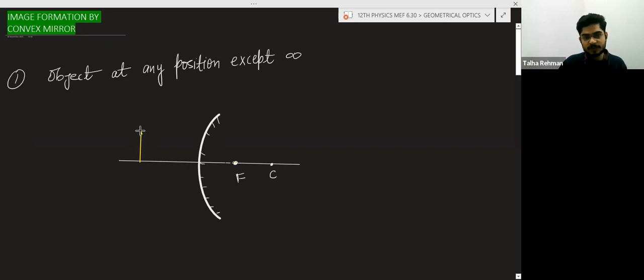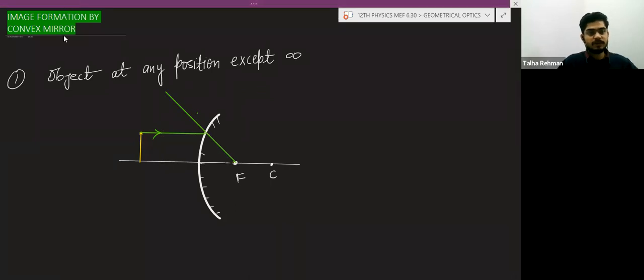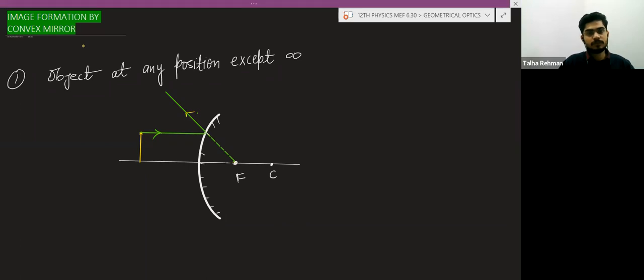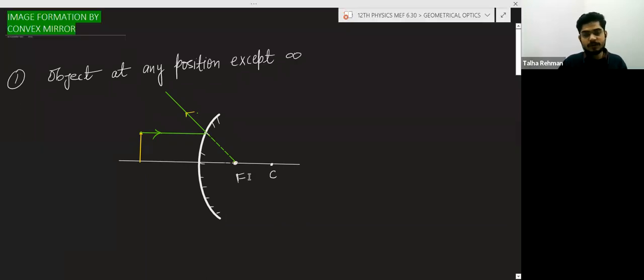So this is the object. So first ray from the object like this. This is the incident ray. This is the first incident ray by the object. What will happen now? We know that this will happen. After reflection, it will appear that this ray is coming from focus. Now another ray.